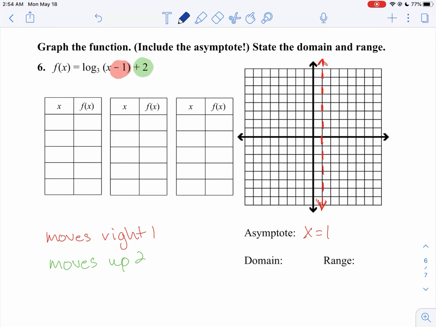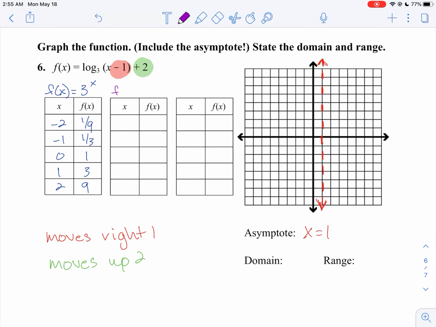So again, let me start off with my f of x equals, and start with the basic without the translations. 3 to the x power would be that basic parent exponential function. And again, if we do -2, -1, 0, 1, 2 for our x's, plug those in. 3 to the -2nd power is 1/9. 3 to the -1st is 1/3. 3 to the 0 is 1. 3 to the 1st is 3. 3 squared is 9.